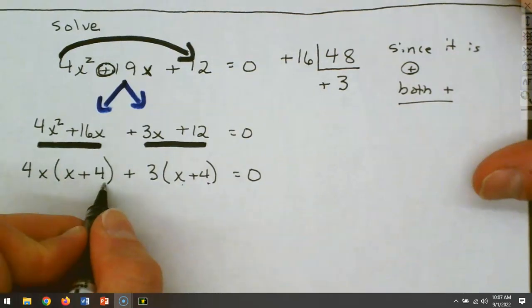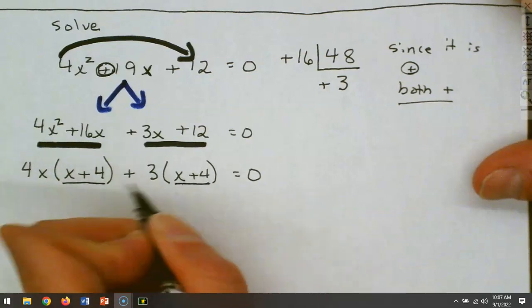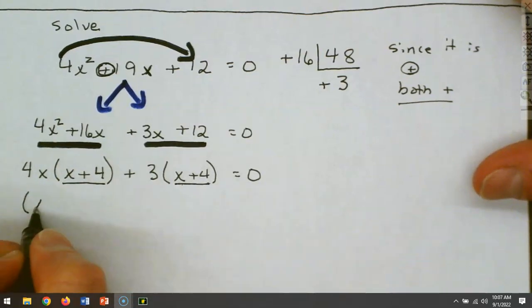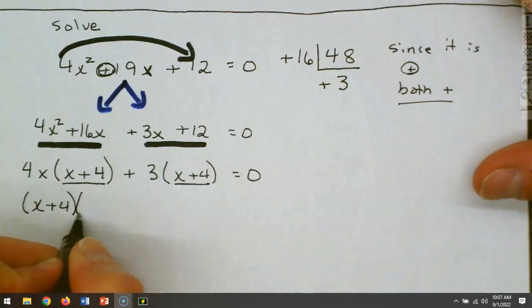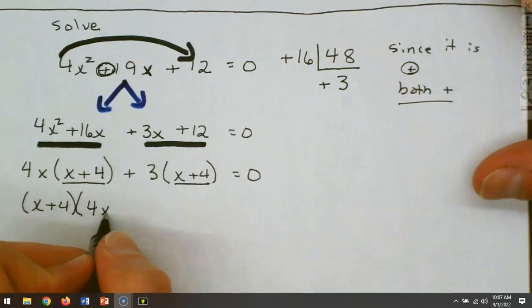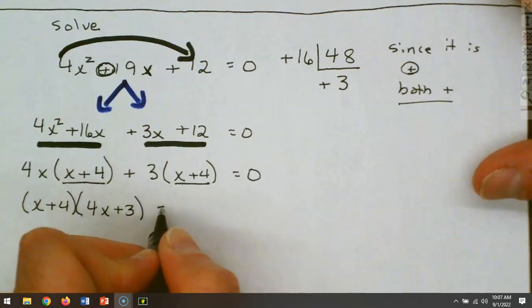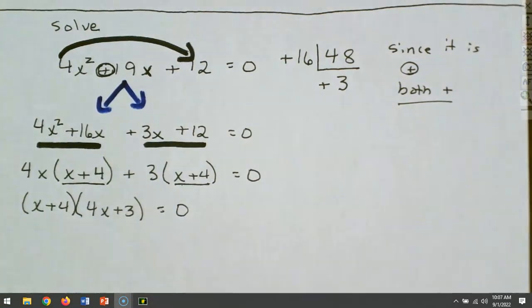Are my groupings the same? Yes. So now we can rewrite this as x plus 4 and 4x plus 3. Now, if you can guess the factors, you can do that too. A lot of times students can guess those factors pretty quickly. Other students struggle, and that's why this way is more mechanical. You see the same procedure every time. So you're not just guessing factors, you're actually working it out mechanically.